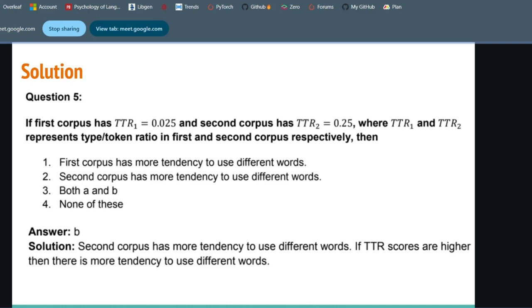Whereas if the type token ratio is less, that would mean that there are lots of words that are being repeated in the sentence or in the corpus, and because of that, the type token ratio would be lesser. As the number of unique words is less, the number of types would be less, so the overall type token ratio would be less. So that is the solution.